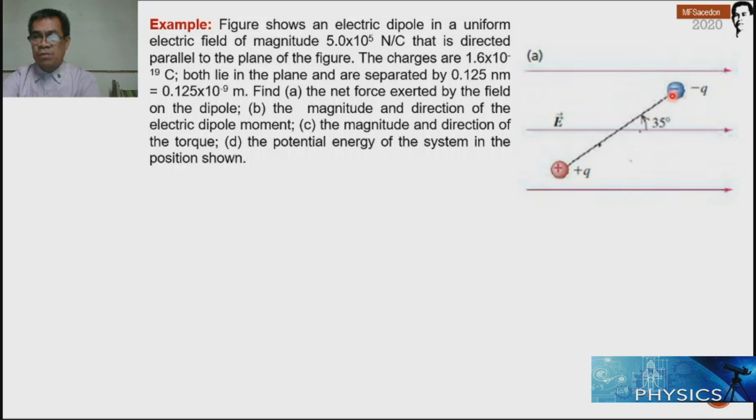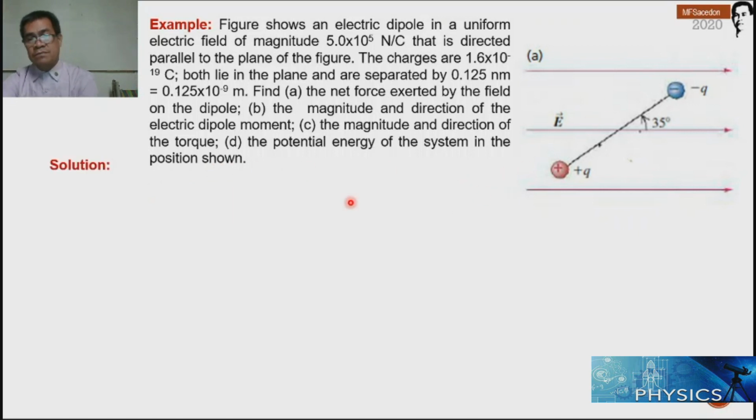Now, in this case, the dipole moment, take note, is coming from negative towards the positive. How much is that magnitude? In letter C, you are asked to find the magnitude and direction of the torque. And finally, in letter D, you are asked to find the potential energy of the system in the position given.